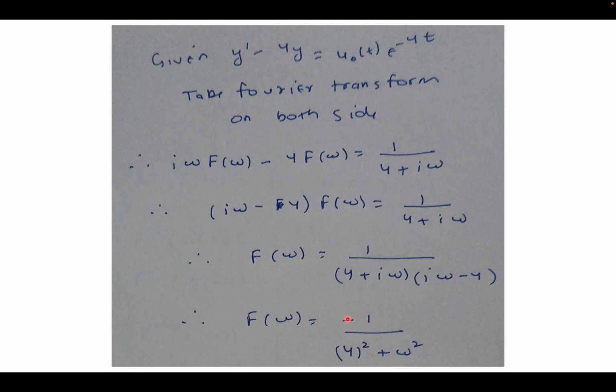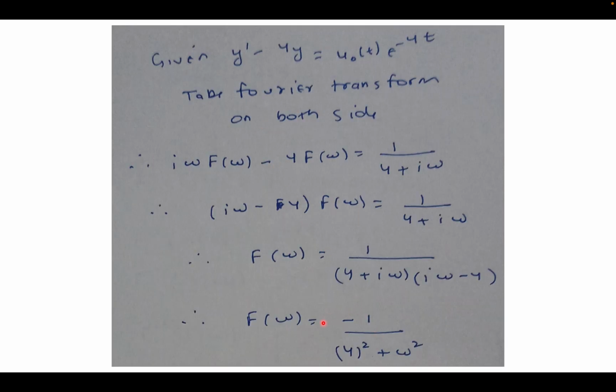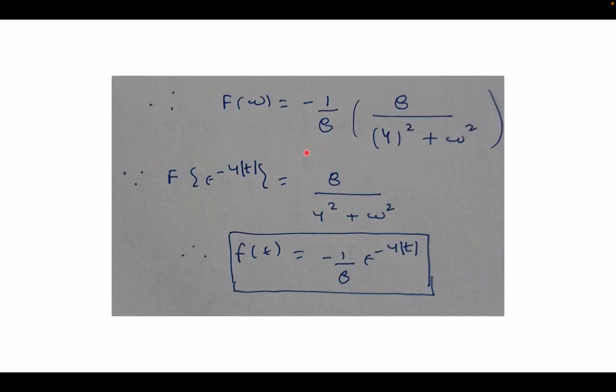Now what you need to do, you then need to do the inverse Fourier transform, right, in order to have the solution y of t. So here F of omega you can also write, if I multiply 8 in the numerator and denominator, then I can represent F of omega as minus 1 by 8 times 8 upon 4 square plus omega square, right? Just a simple form to write it.